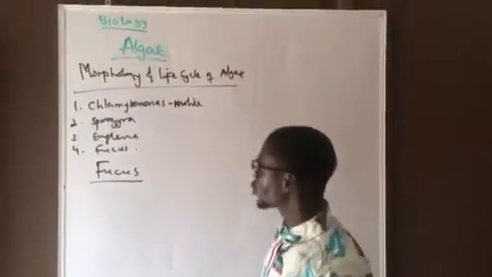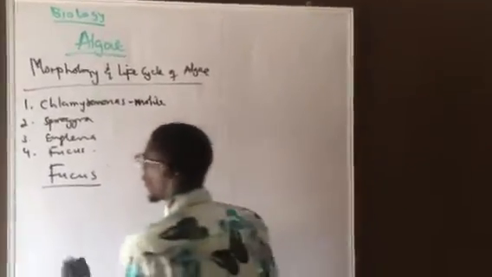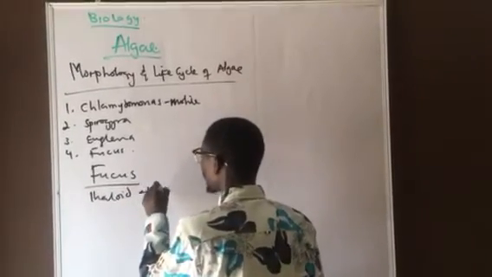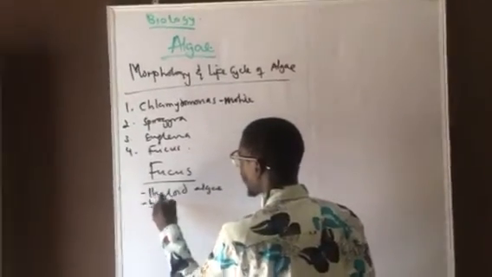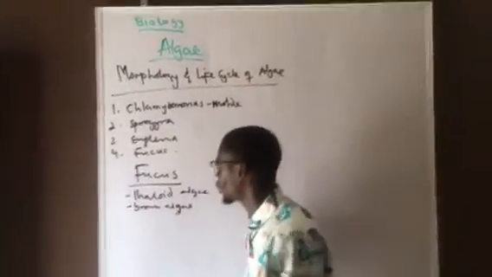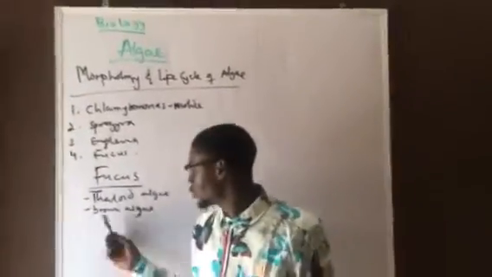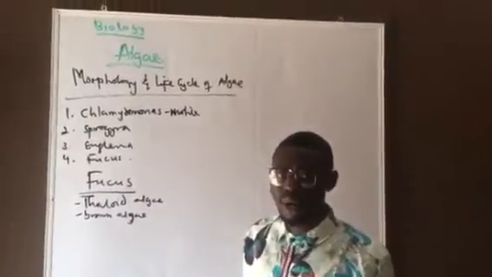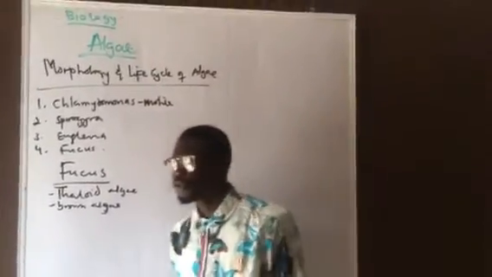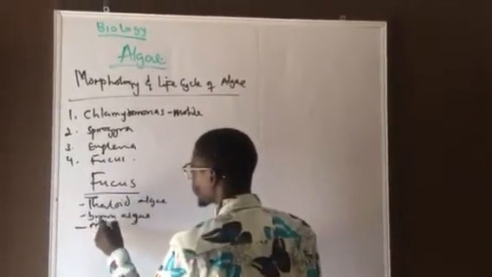So we're going to talk about the biology of FUCUS. FUCUS are usually thalloid algae. They are also brown algae. They are thalloid algae in terms of structural morphology, and they possess a brown pigment, fucoxanthin. So when you talk about FUCUS, FUCUS can be found in marine environments.